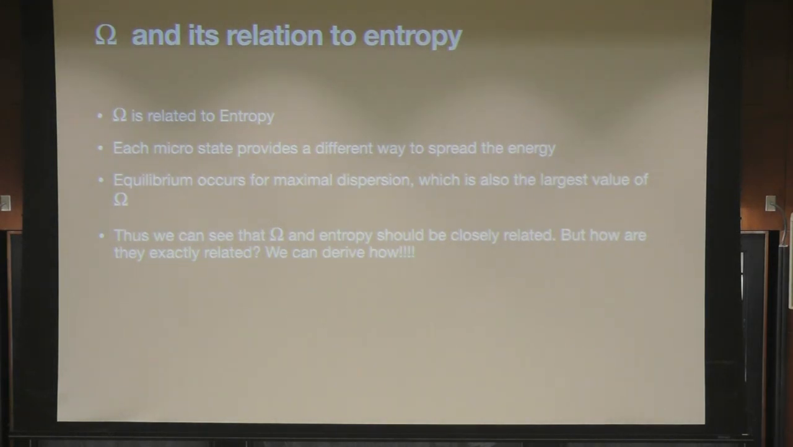So we have omega, and it's related to entropy. Each microstate provides a different way to spread the energy. Equilibrium occurs from maximal dispersion, which is also the largest value of the multiplicity, omega. Thus, we can see that the multiplicity and entropy should be closely related. But how are they exactly related? Well, we can derive how.